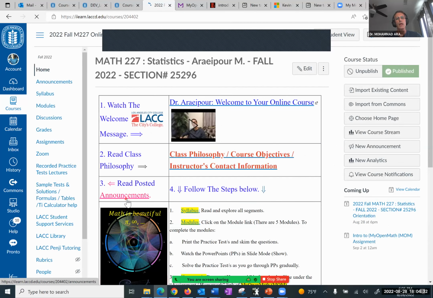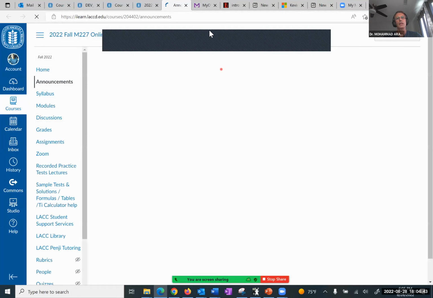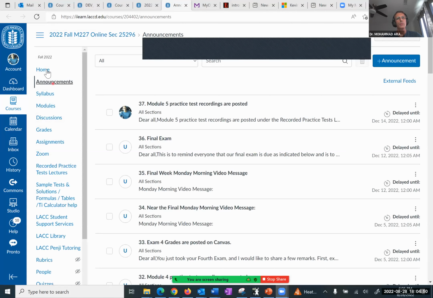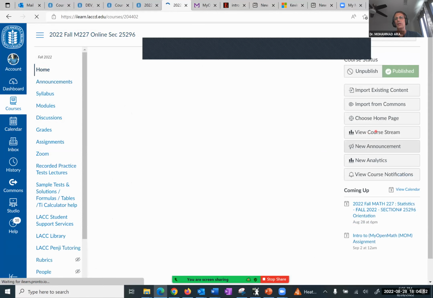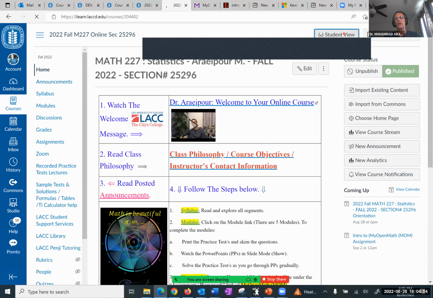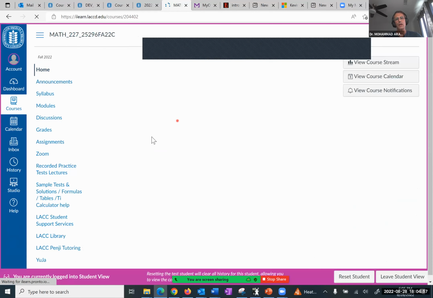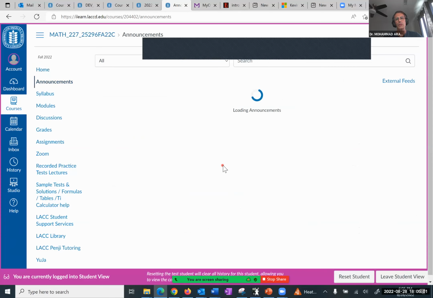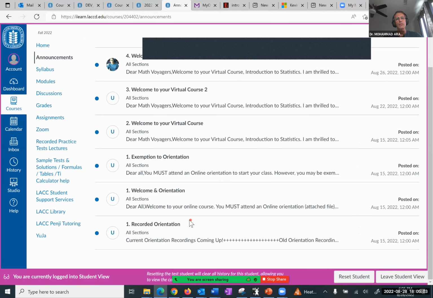Going back to the home page, the next one is the announcements. You can click on the announcements here or on the left navigation bar right here. Either way is fine. The only thing you want to make sure is that you do have the right section number when you go there. Let me go back to the home page and put this in student view, because there are tons of announcements coming up.